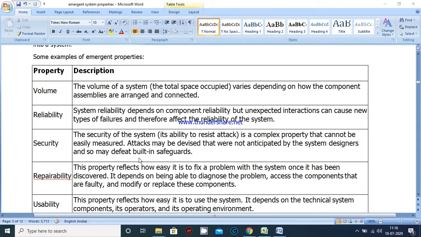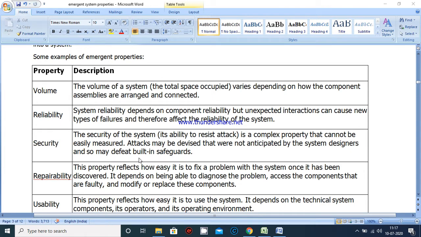Volume means the volume of a system varies depending on how the component assemblies are arranged and connected. Reliability means system reliability depends on component reliability, but unexpected interactions can cause new types of failures and therefore affect the reliability of the system. Security. The security of the system is a complex property that can't be easily measured. Attacks may be devised that were not anticipated by the system designers, and so may defeat built-in safeguards.